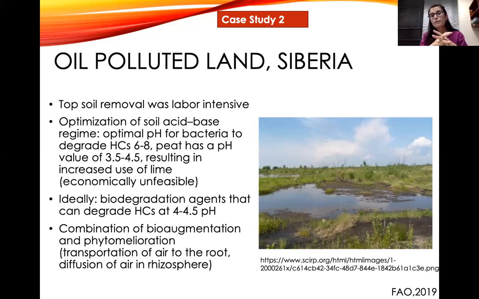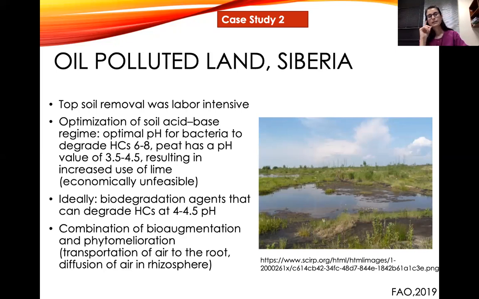But if it's a huge site, and if it's scattered in certain swamps, would it again be economically feasible to put so much lime? So to neutralize acid, you put in a base, right? So would it be worth putting a lot of base in there to neutralize it? So all of those questions surrounded this problem.